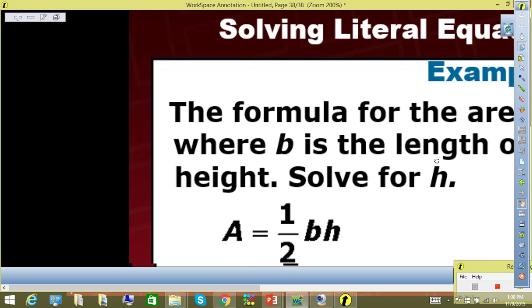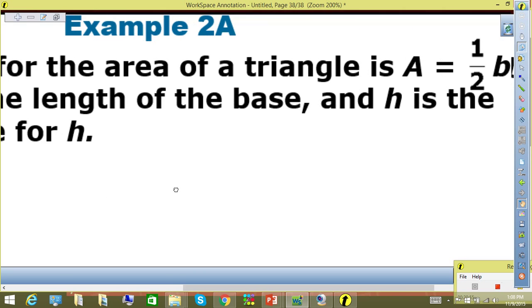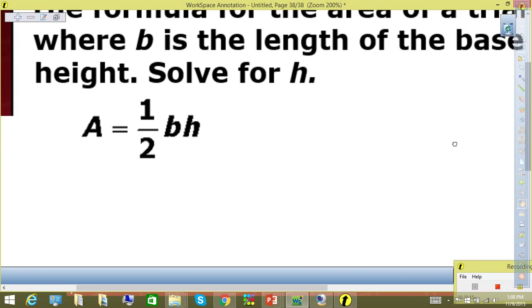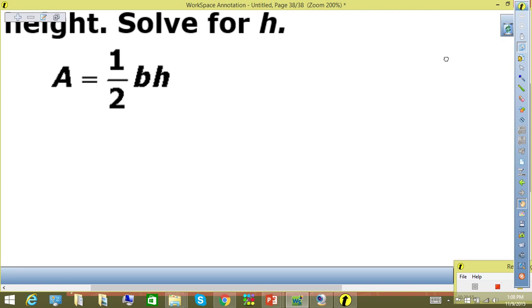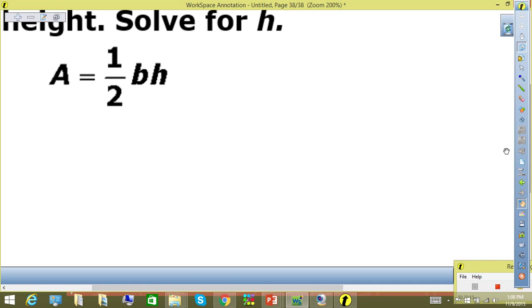It says the formula for the area of a triangle is A equals half BH. Copy the formula. You don't need the instructions. A equals half BH. And then they describe each letter. But look what they're asking for. What are they asking for? Solve for H. See if you can do that one by yourself. Go.